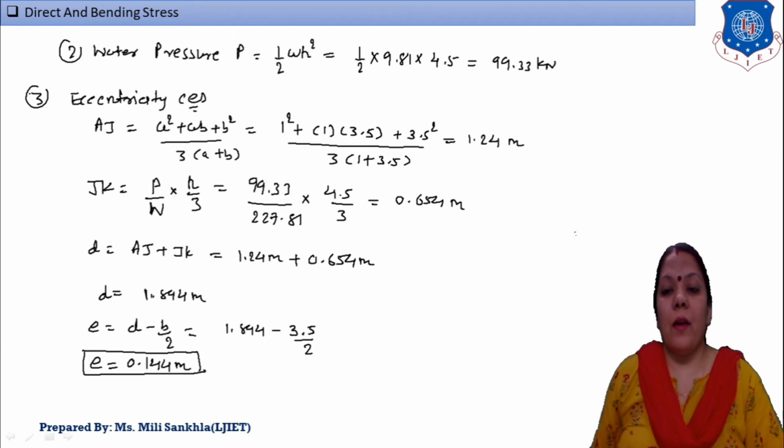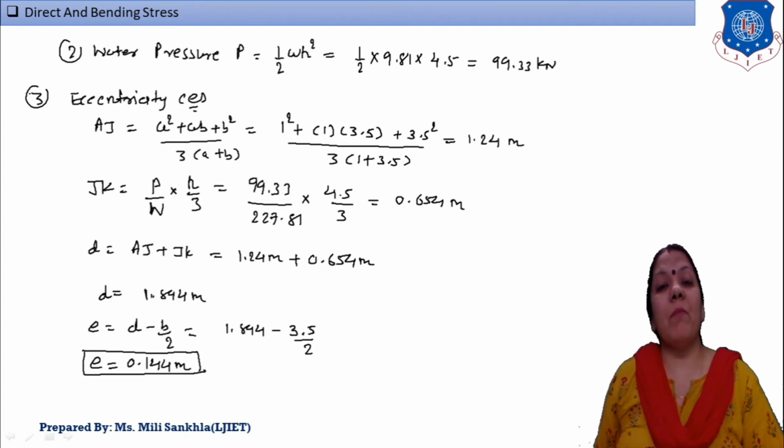Next we find out sigma max and sigma minimum. What is the equation of sigma max and sigma minimum? Sigma max is equal to capital W by B into (1 plus 6E by B). Okay, now we find out sigma max and sigma minimum.